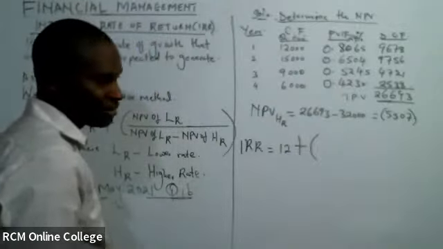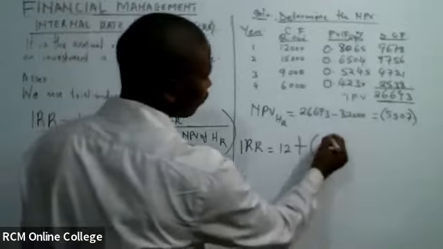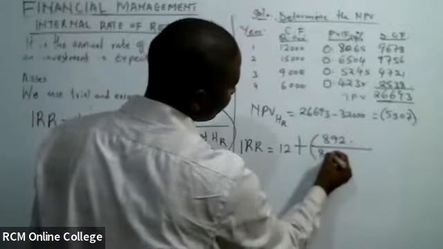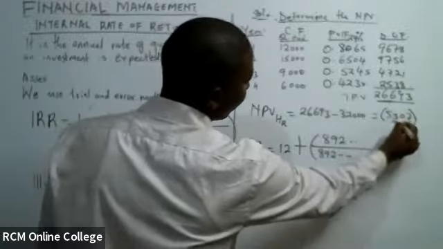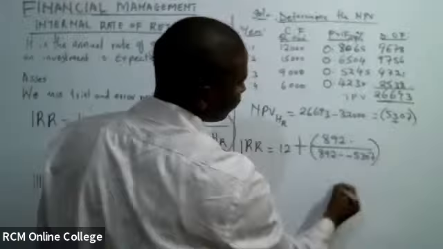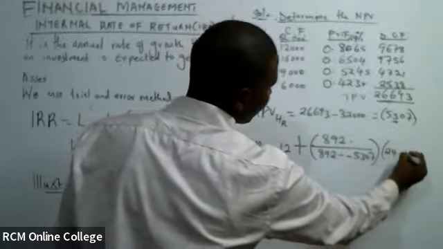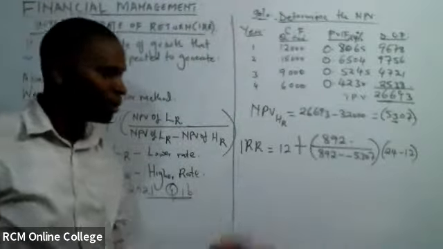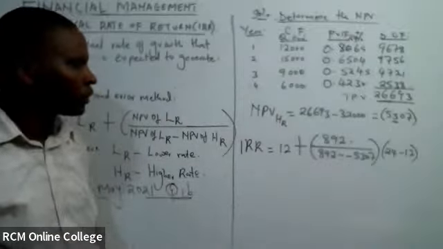Hii ni kitu sasa rahisi sana. NPV of lower rate ilikuwa ngapi? 892, si ndio? 892. Divide by NPV of lower rate minus NPV of higher, which is 5,307. At the end of the day, hiyo itakuwa plus. Higher rate ni ngapi? 24 minus lower rate of 12. Is it now not possible for you to solve that? And remember to utilize the board mass. Please solve this. Just solve.